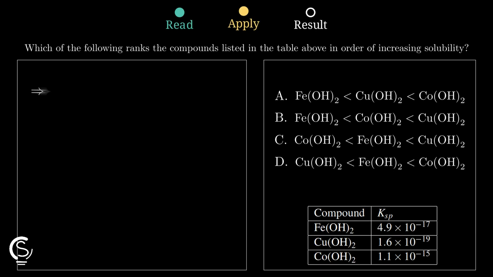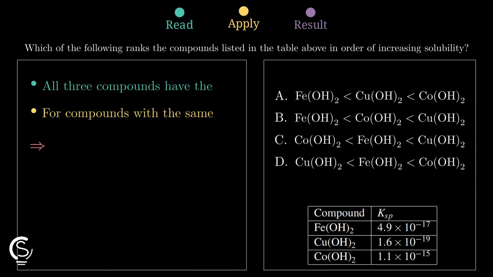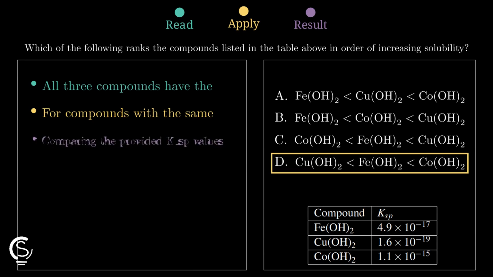For compounds with the same ion ratio, we can directly compare their solubility by looking at the Ksp values. A higher Ksp value always indicates a much higher molar solubility. Comparing Ksp values shows copper is lowest and cobalt is highest. This ranking makes option D the winner.